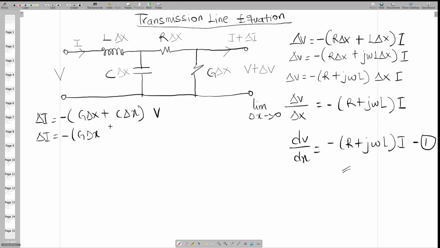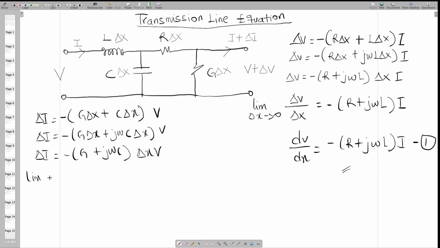The impedance of the capacitor we know to be j omega C. So we have delta X over here and V. Since delta X is common, we will group like terms. So I'll have (G plus j omega C) delta X V. Again, if you want to get rid of the transient time effect over here, we make sure that delta X goes to 0.